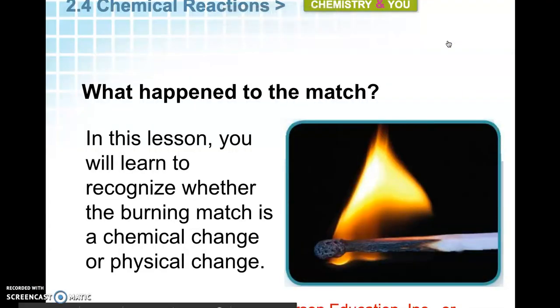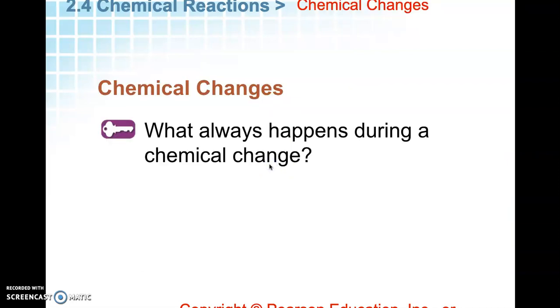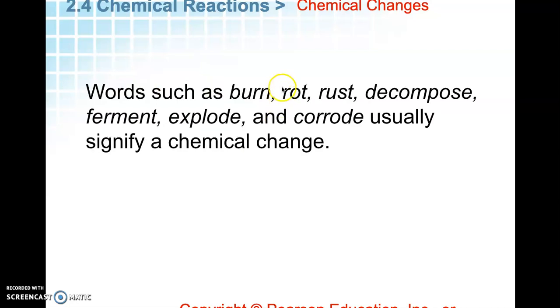Okay, today we'll look at chemical reactions. So we're going to learn to recognize the chemical change or physical change and be able to differentiate between the two. So like a burning match, chemical change or physical change. Think about that for a second. And one of the first key points is what always happens during a chemical change.